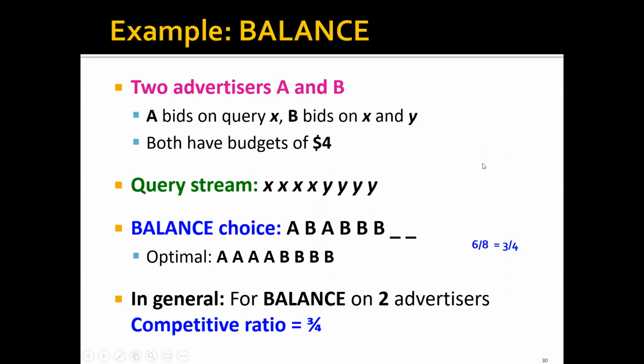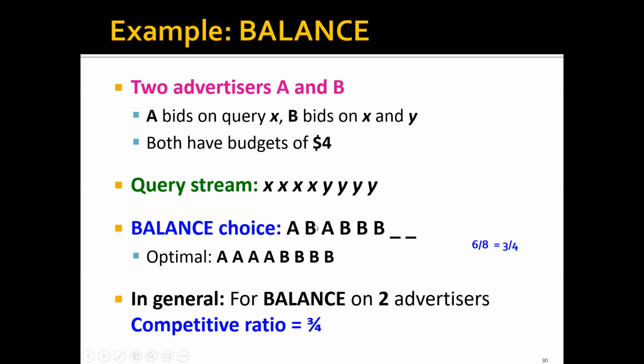Let's say that again, we have two advertisers, A and B, and A bids on query X, and B bids on both X and Y. Both have budgets of $4. Now we have the same query string, 4 Xs and 4 Ys. Now the balance algorithm, for example, will start by assigning the first X to advertiser A. And after this, advertiser A will have a budget of $3 left, and advertiser B will have a budget of $4 left.